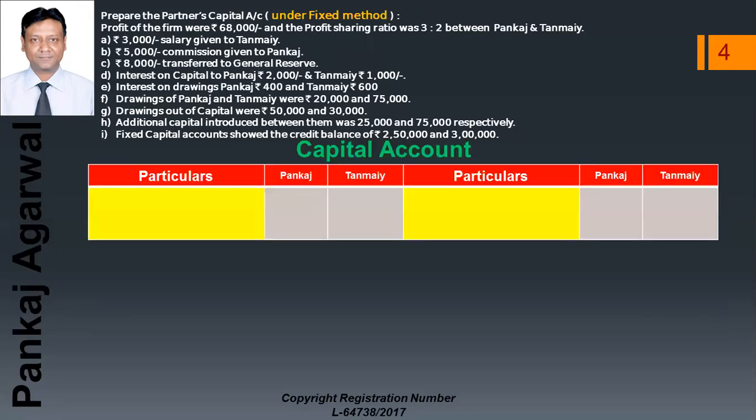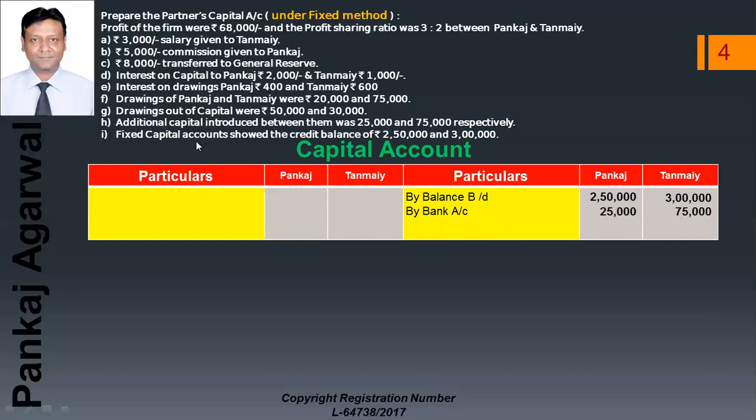The capital account will be prepared like this: opening balances of the capitals will be shown. Here the fixed capital showed a credit balance of rupees 2,50,000 and 3 lakh. It will come on the credit side, that is by balance BD 2,50,000 and 3 lakh. Now, additional capital introduced between them was 25,000 and 75,000 will come on the credit side as by bank account.